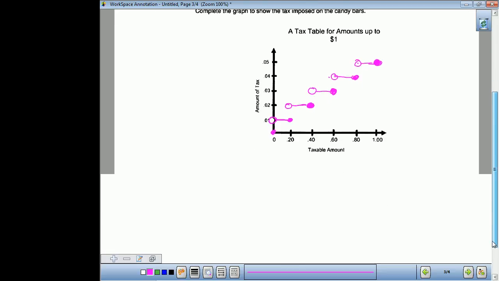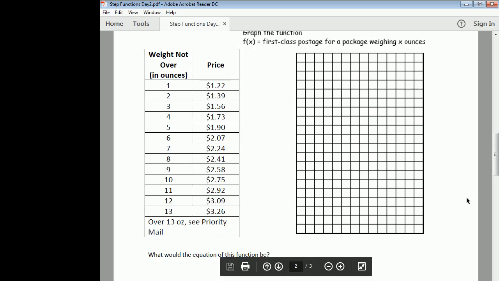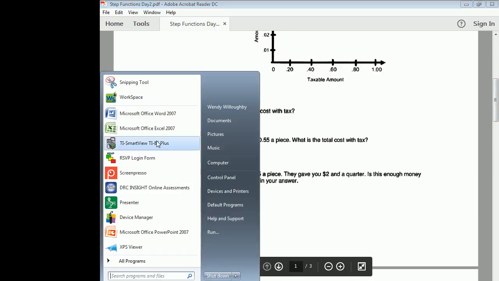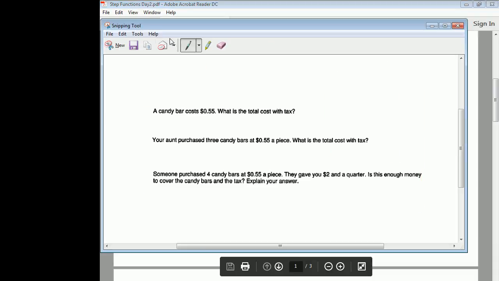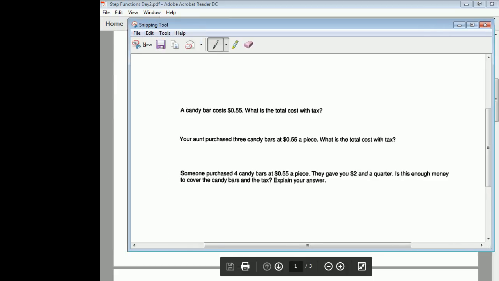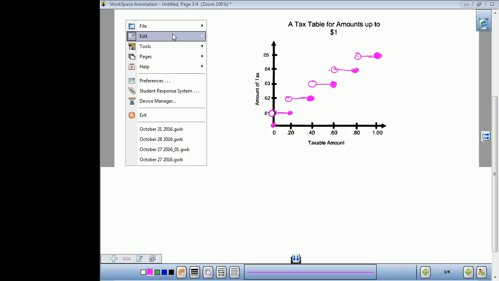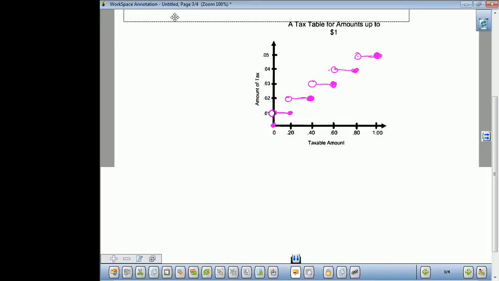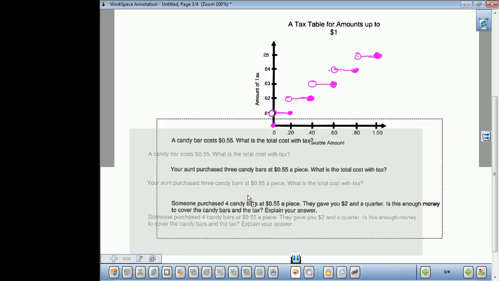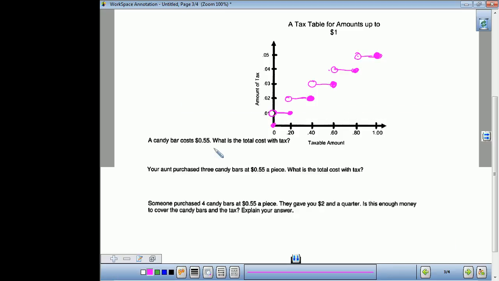Okay, so let's take a look at our questions, which I've gotten rid of, so let me go back and snag those. A candy bar costs 55 cents. What is the total cost with tax? So if we come over here to 55, what would the tax be? 3 cents. So 55 cents plus 3 cents would give me a total cost of 58 cents for my candy bar.